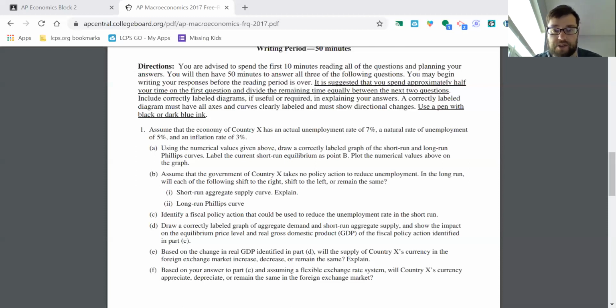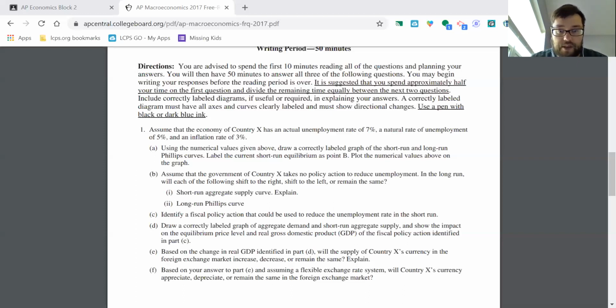Identify a fiscal policy action that could be used to reduce the unemployment rate in the short run. Okay, so we are in a recessionary gap. We already identified that from part B. There are really only a couple things that could happen, and they really only want one. Government spending could be increased, right? That would reduce unemployment, trying to stimulate aggregate demand. Taxes could be decreased, right? Those are the two options that government has to implement. And again, not a huge explanation there. You just need to state those in one sentence, and really you only need one.